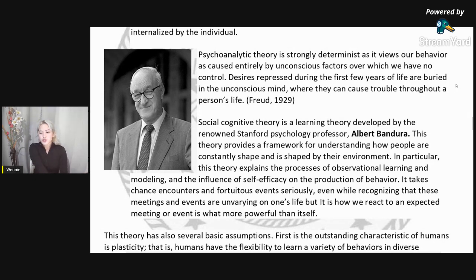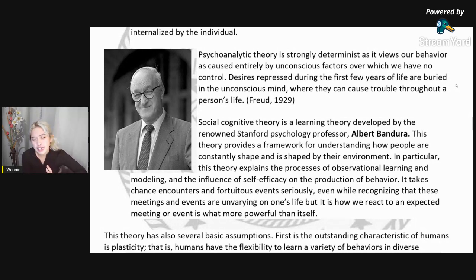Moving forward, we have the social cognitive theory. This is a learning theory developed by renowned Stanford psychology professor Albert Bandura. So this theory provides a framework for understanding how people are constantly shaped by and shape their environment. So, in particular, this theory explained the process of observational learning, modeling, and the influence of self-efficacy on the production of behavior. So, it also takes chance encounters and fortuitous events seriously.